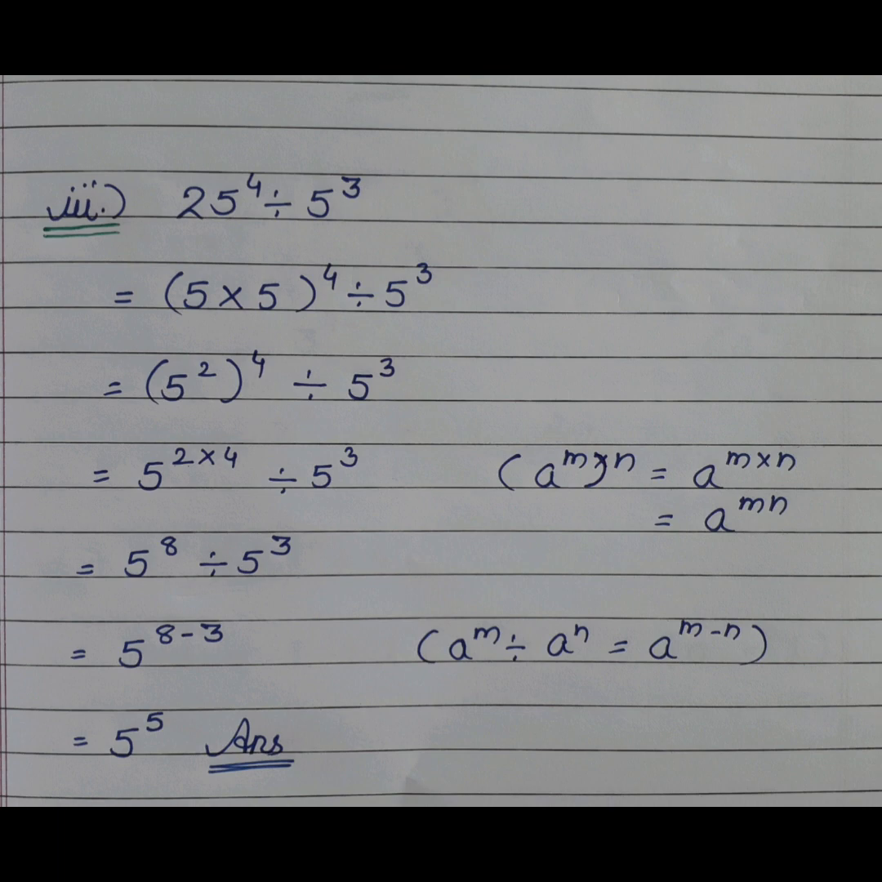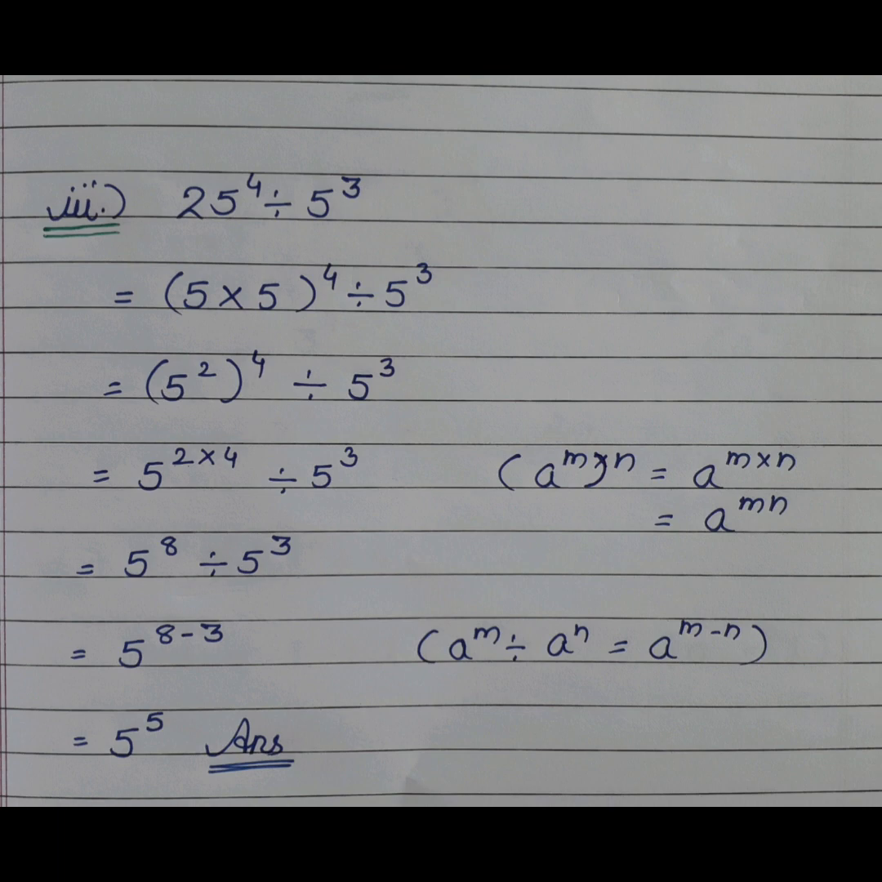25 to the power 4, which is 5 into 5 becomes 25. So we will write it as 5 square to the power 4 divided by 5 cube. And again we will apply the same rule which says (a to the power m) to the power n becomes a to the power mn. So we will write it as 5 to the power 2 into 4 divided by 5 cube. It will become 5 to the power 8 divided by 5 to the power 3.